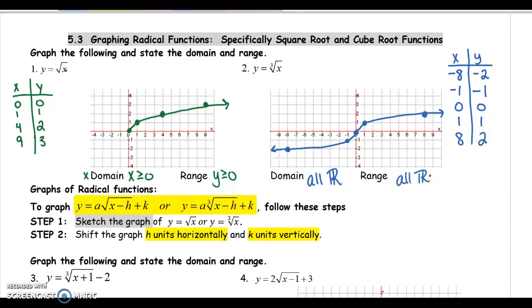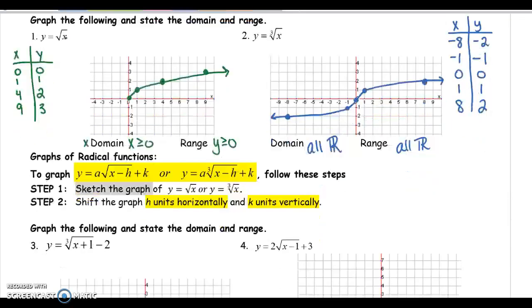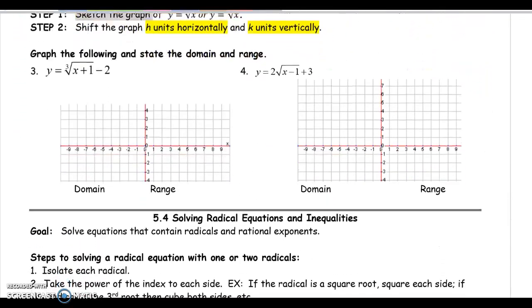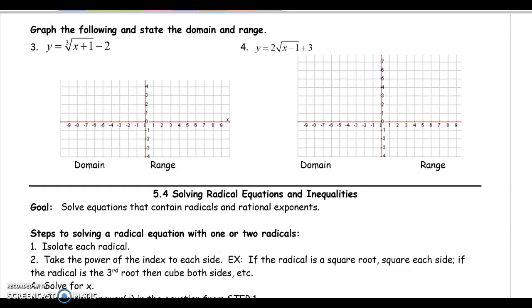Okay, now let's look at what happens when we shift these graphs horizontally and vertically. So number 3, the first thing that you need to think about is this a square root or a cube root function? Cube root. And because it's cube root, we are going to use -8, -1, 0, 1, and 8.